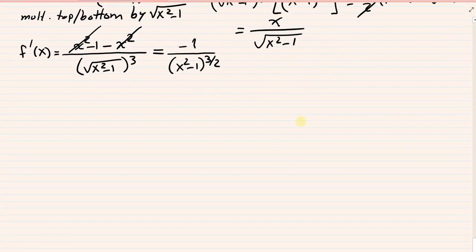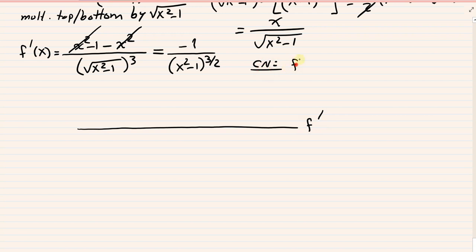Now, let's do our decreasing, increasing. So I need to draw my f prime. Oh, critical numbers, right? We didn't find it. F prime x equals 0. Well, this derivative cannot be 0 because the numerator is always -1, and a fraction can be 0 only if the numerator is 0. Well, the numerator is -1, so it's never 0. So no critical numbers emerge from that expression.